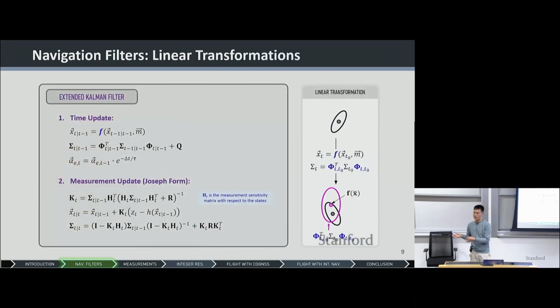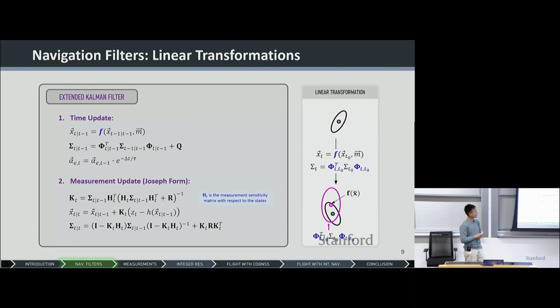And Professor D'Amico covered this in the last lecture. This is just a brief recap on the extended Kalman filter. You have a nonlinear dynamics model, which we call F. And I think I'll dive a little bit deeper into how we actually do this in practice, how we compute F and the state transition matrix from F.